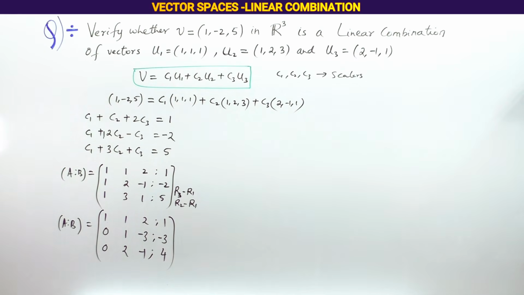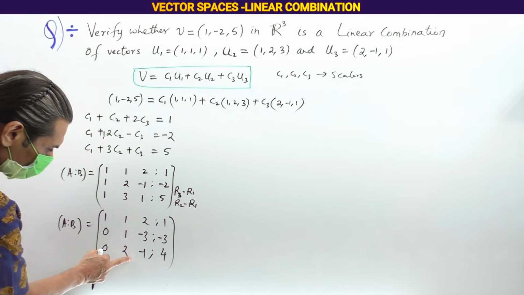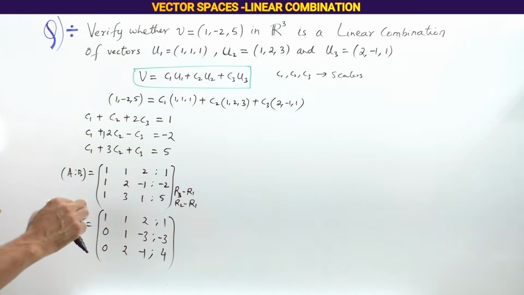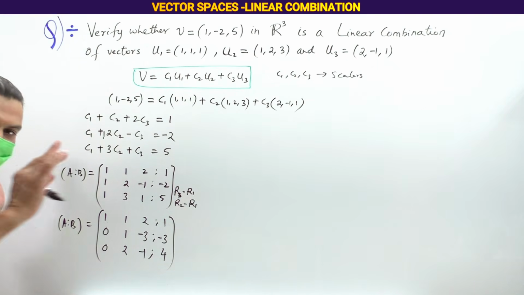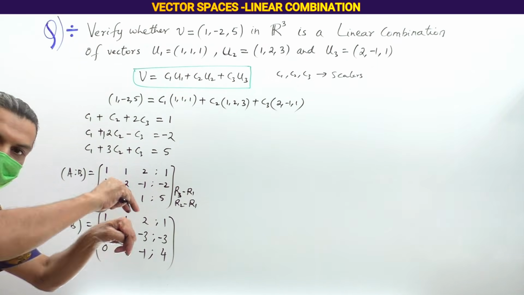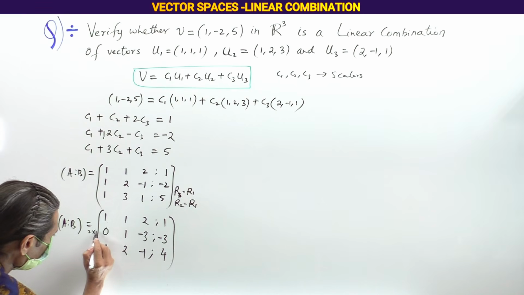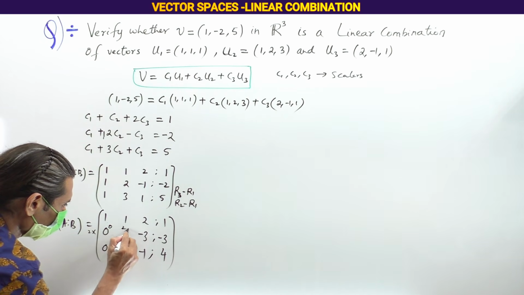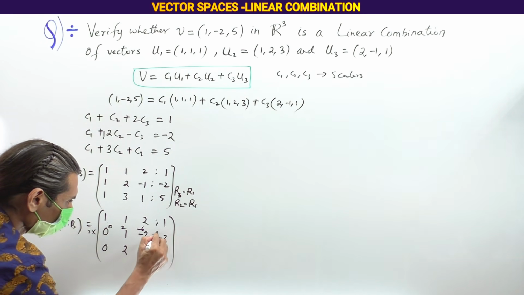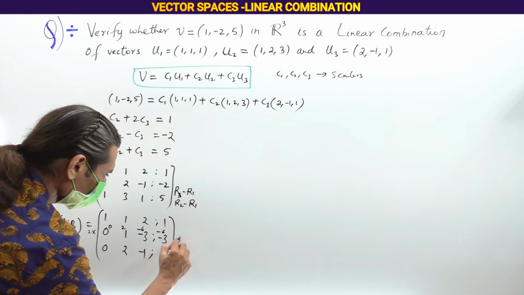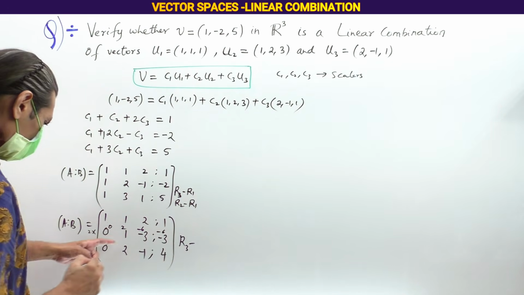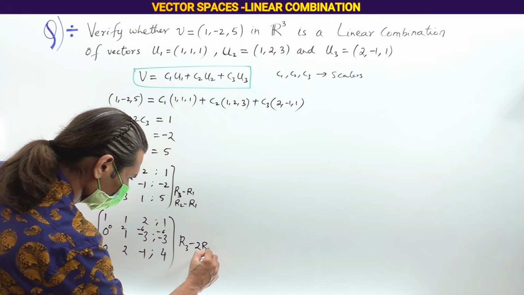Correct? Now, I need to make the last 2 zero making use of this 1. What should I do? Simple. I want to make this 2 zero making use of 1, so multiply the whole row by 2. That gives 2, 2, -6 and -6. So, this will be R3 - 2R2.